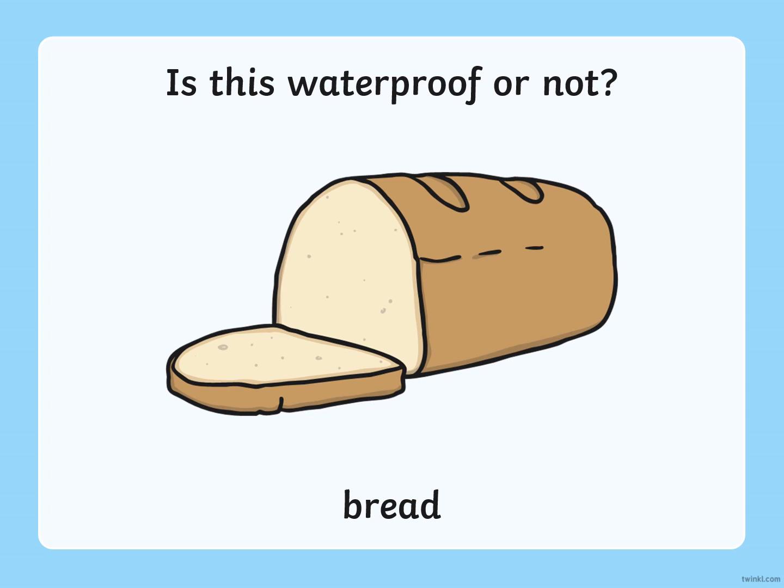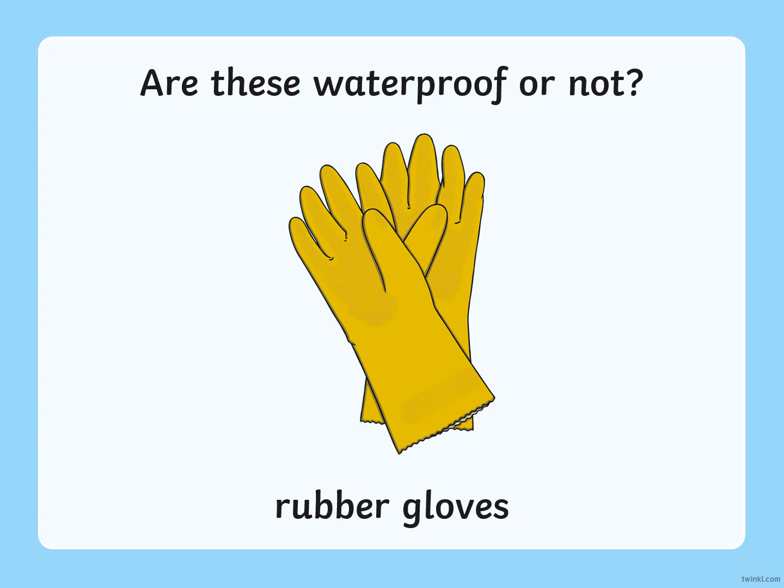Bread. Is bread waterproof? No, bread is not waterproof. If we were to put water on top of bread, the bread will soak up all of the water. So what word can we use to describe bread? We can use the word absorbent, because the word absorbent means when liquid can get soaked up by that material.